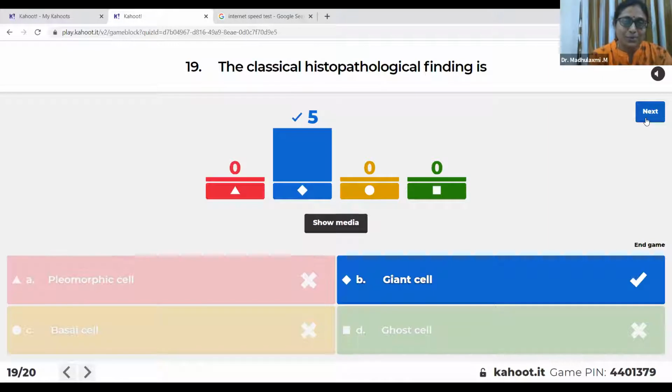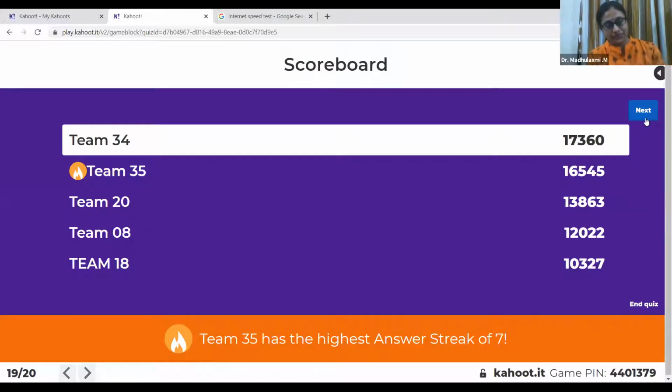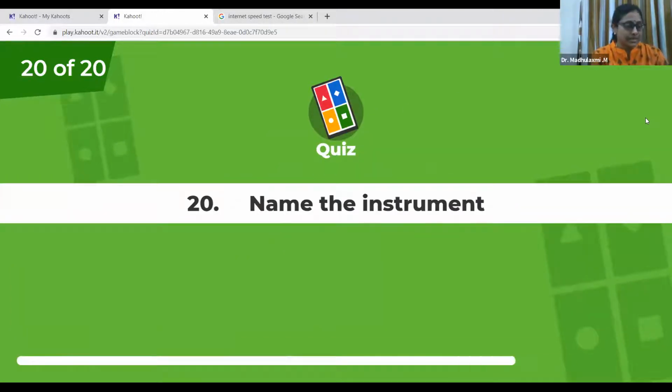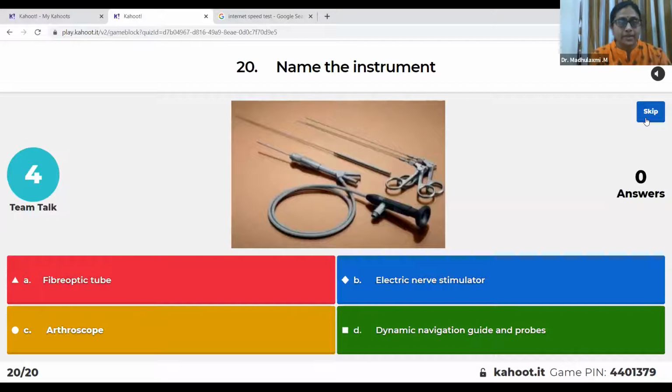Okay, before that, the scoreboard, and then we move to the last question. 34, 35, 20, and same statistics. Last question for this round. And very simple question again. Name the instruments. Is it a fiber optic tube? Is it an electric nerve stimulator, arthroscope, or a dynamic navigation guide and probes?